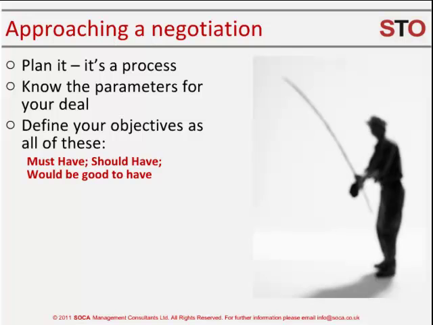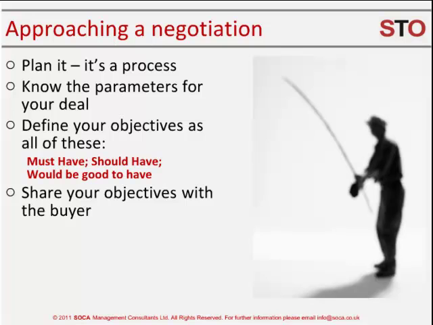When you know all those things, there's absolutely no harm in sharing the first two with your buyer. Don't share the third ones, but the first two you can say, look, here are things that I really need to have. And when you say that to your buyer, don't let them see two lists. Don't say these are must-haves and these are should-haves. Show them all one list and say these are all the things that I need to get out of this negotiation.